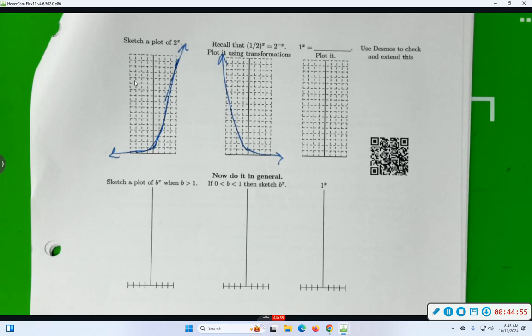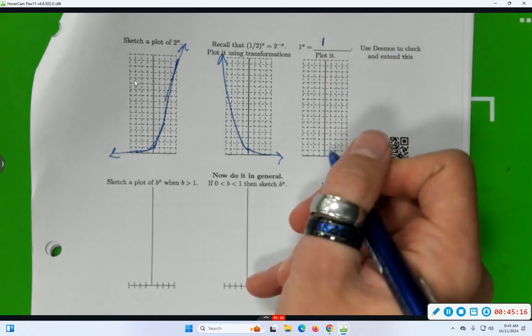How about 1 to the x? What's 1 squared? What's the square root of 1? That means 1 to the 1/2 is 1. What's 1 to the 10,000? Yeah, so what's 1 to any power? All right, you know how to graph that. 1 to the x is 1.